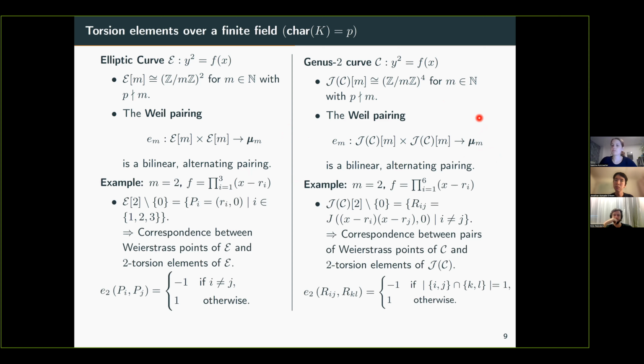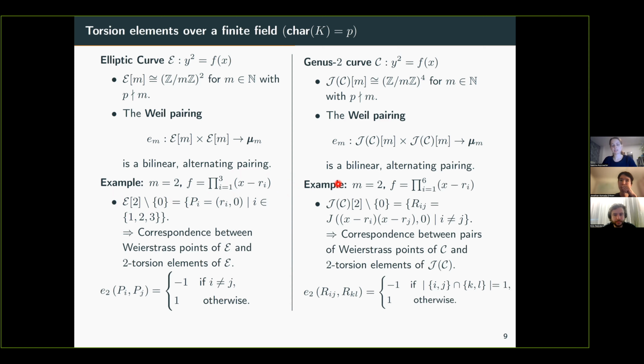So in this talk, we'll be mainly interested in talking about Richelot isogenies. And so it's most important for us to study the 2 torsion. This means we consider the case where M is equal to 2. For elliptic curves, if we write down our curve equation as f equals the product of x minus r_i, so this means that the r_i are the roots of this polynomial, then the 2 torsion points are just defined like this. In other words, the 2 torsion points are the Weierstrass points of the elliptic curve.